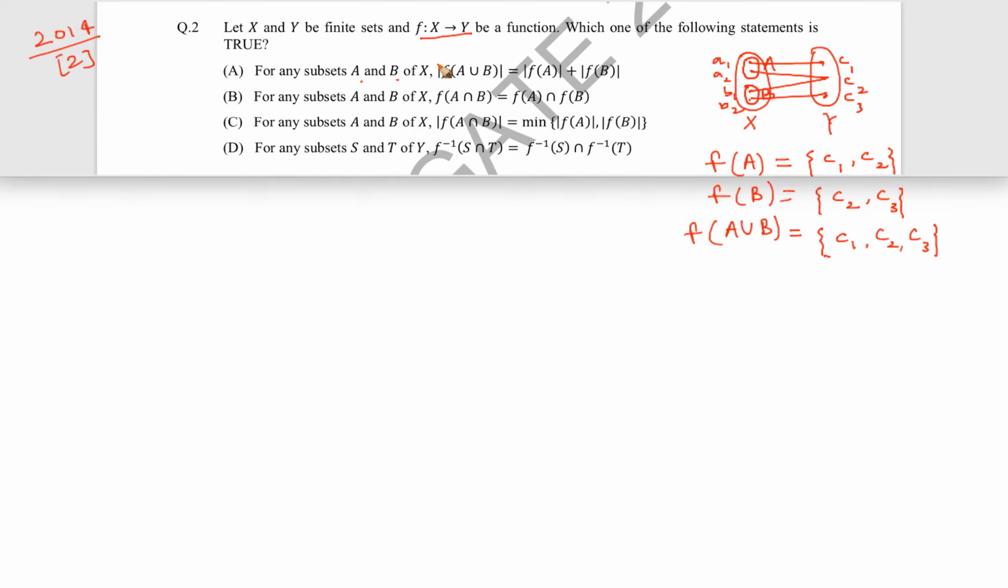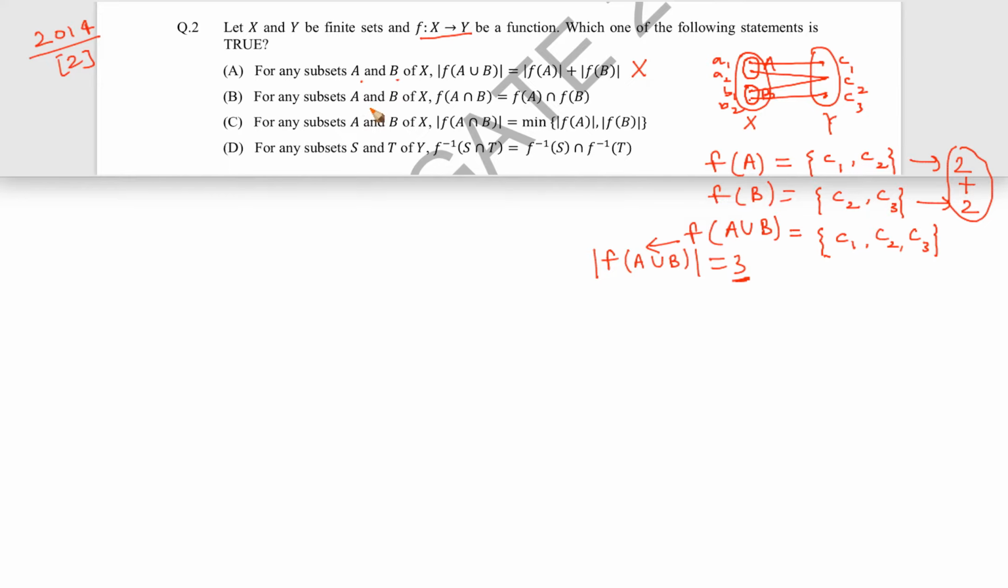Now is it the case that the cardinality, the size of f(A union B), what is the size? We'll get 3, right? Similarly here, if we take the size, we will get 2, and here if we take the size, we will get 2. Now they are saying that is it the case that the summation is equal to this? So is it the case that 2 plus 2 is equal to this? And that is not the case. 2 plus 2 is 4 and this is 3. That's why this statement is wrong. Let's see the second statement.